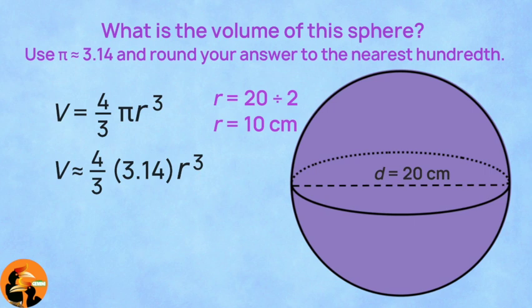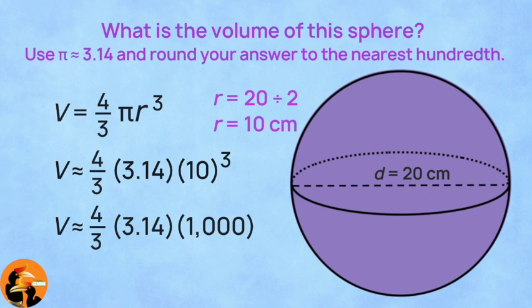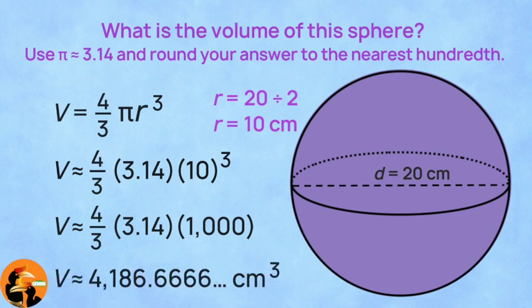Now, we can plug in 10 for our radius. Our equation now reads, V equals approximately 4/3 times 3.14 times 10 to the third power. At this point, following order of operations, we can cube our radius of 10 to get 1,000. Now, we can multiply our three values together. 4/3 times 3.14 times 1,000 is 4,186.6666, and the decimal continues.